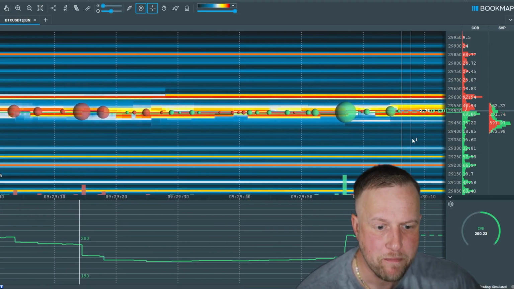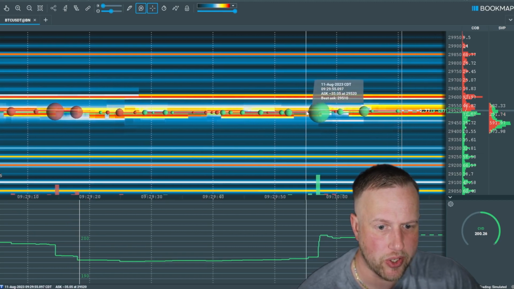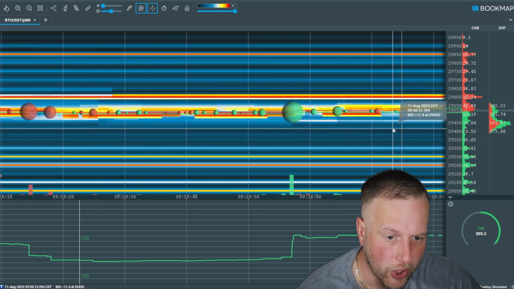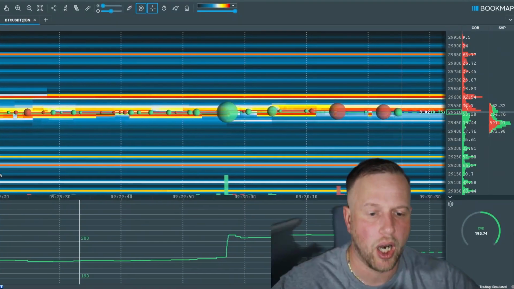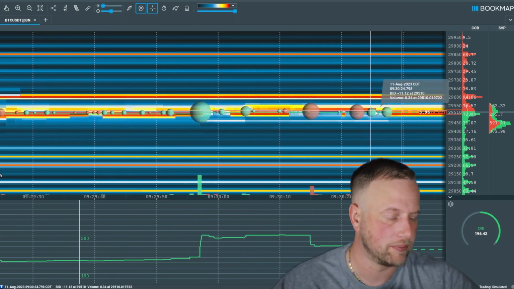You've got to remember, all these orders below us are buy orders. All these orders above us are sell orders. So if we crash into this 29,600, unless they get pulled, we're going to come down, period. Unless the momentum is so strong that we crash through it.